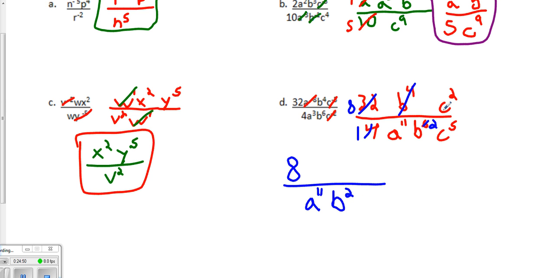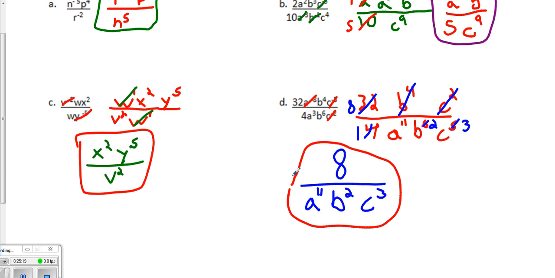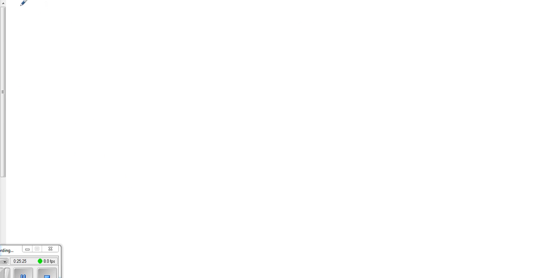Same thing then, we have c to the 2 and c to the 5th. Take out 2 from here and 2 from here. That leaves us with c to the 3rd power. So I'm actually going to move this 8 over just so it's centered. In the end, our answer is 8 over a to the 11th, b squared, c cubed. And that would be as simple as we can make that. And that should be the end of all of our examples.